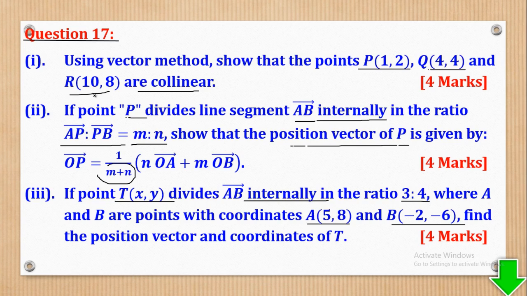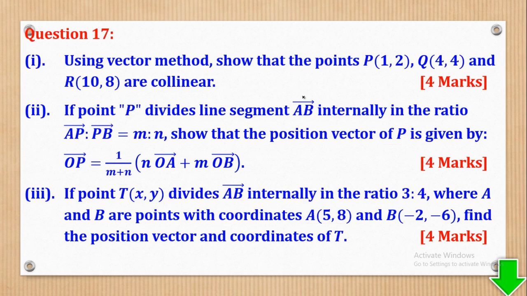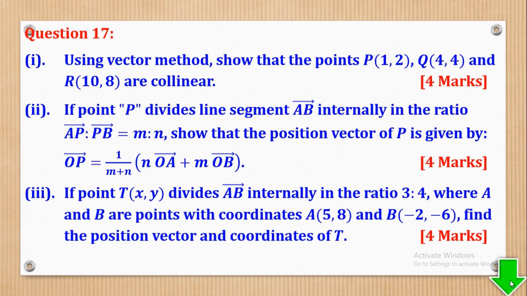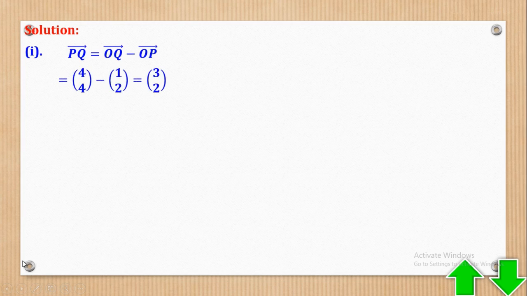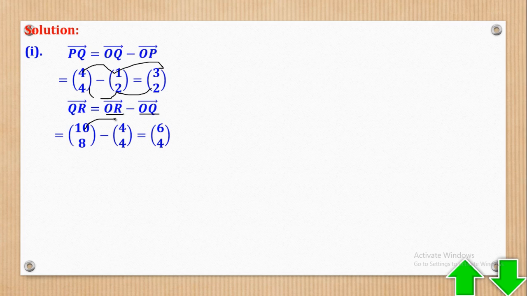So we just start with Roman 1. They want us to show that these 3 points are collinear, or they lie on a straight line. So first of all, we're going to first get PQ. So PQ is equal to OQ minus OP. So when I subtract 4 minus 1 is 3, 4 minus 2 is 2. Now that I also get QR, so QR is equal to OR minus OQ. So OR is that, OQ is that. So when I subtract 10 minus 4 is 6, 8 minus 4 is 4.